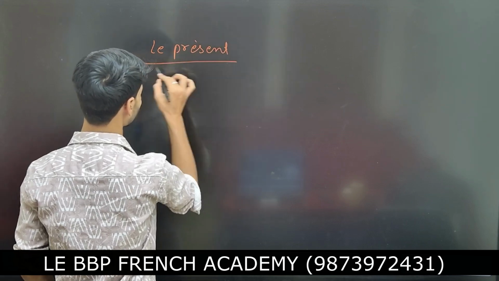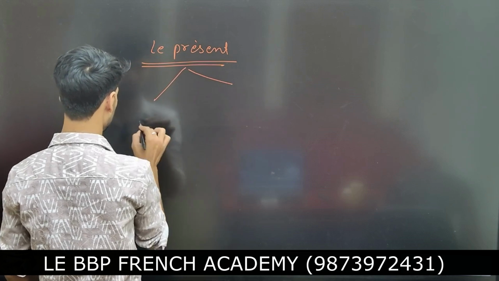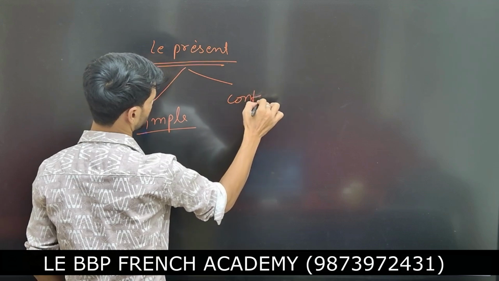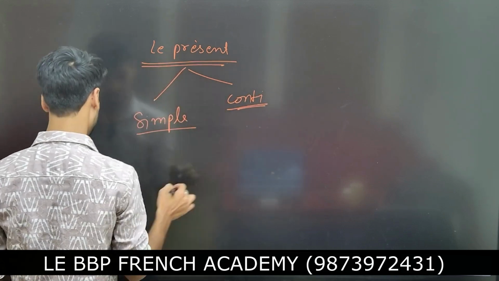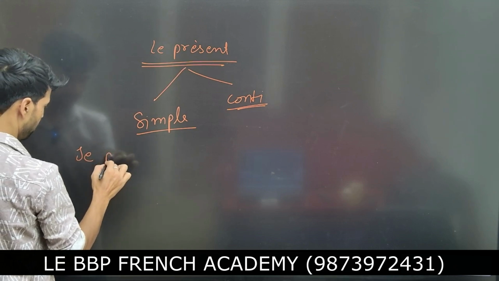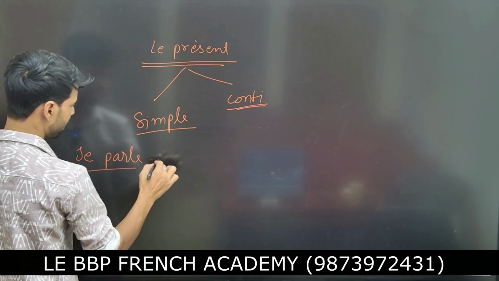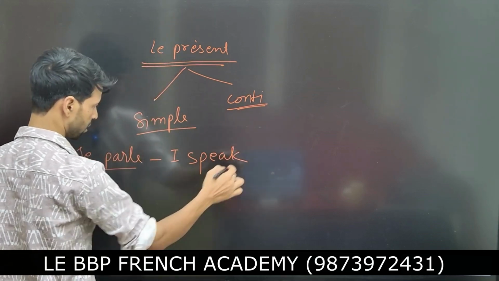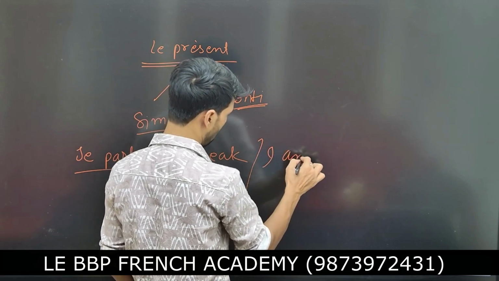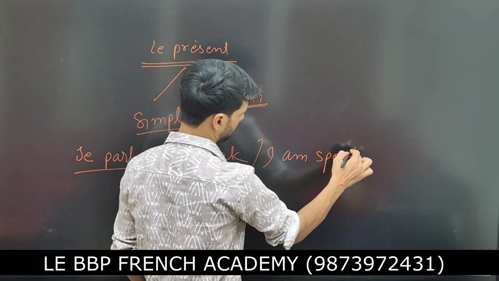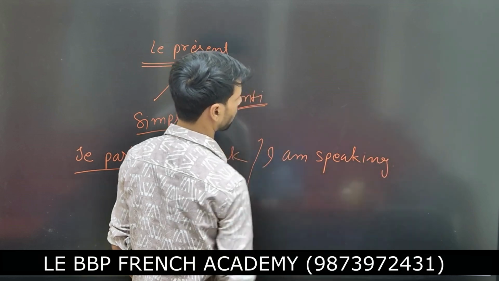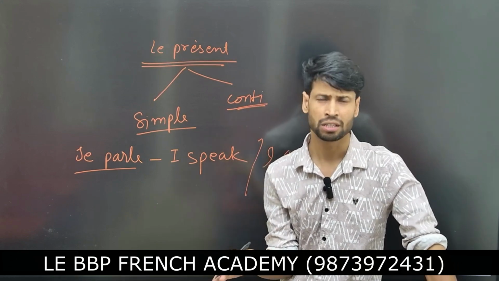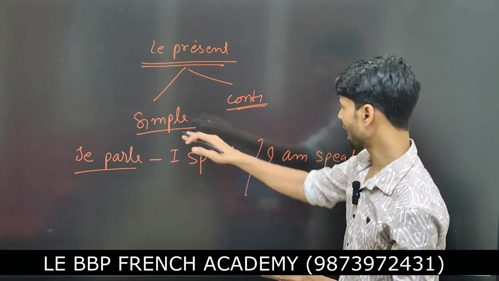In English, the present tense has two types: simple and continuous. Simple means, for example, je parle, I speak, and continuous means I am speaking. So when I talk about the present tense in French, it has two meanings: simple and continuous.